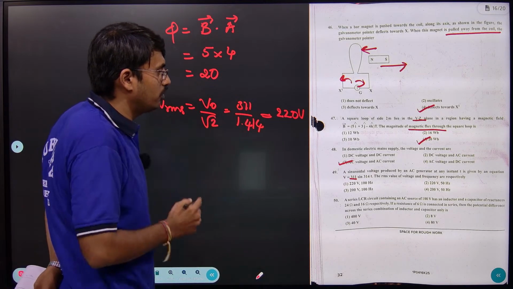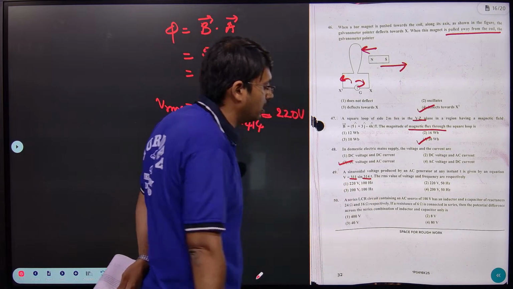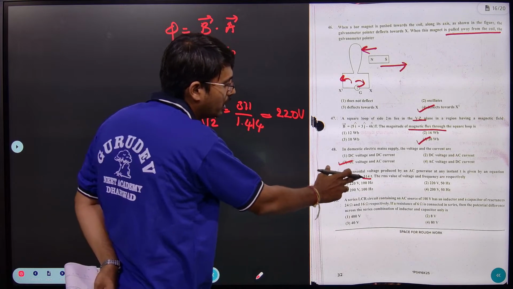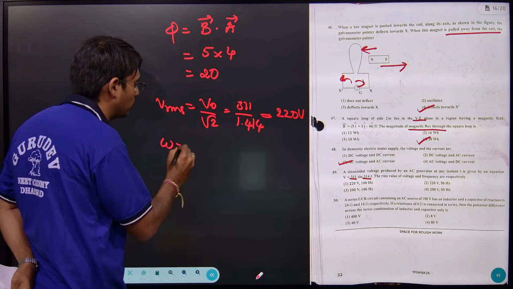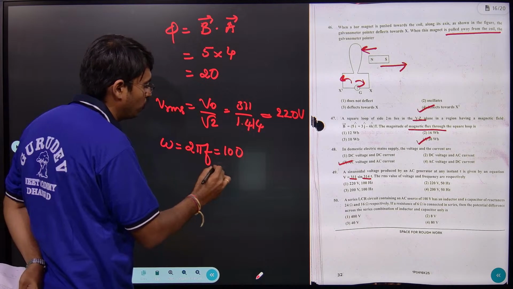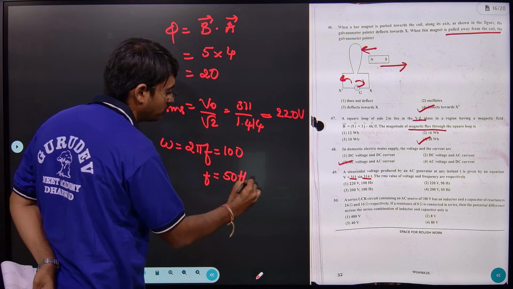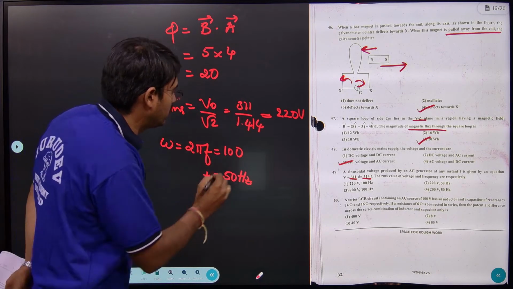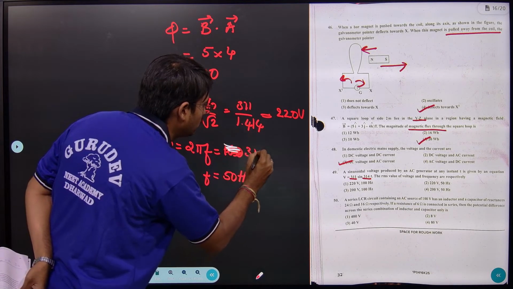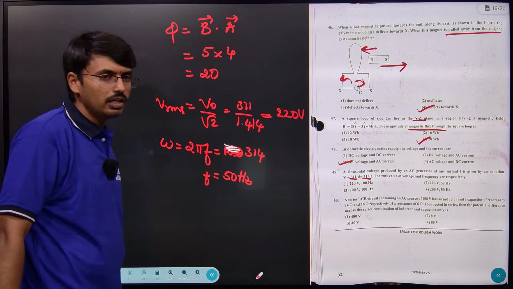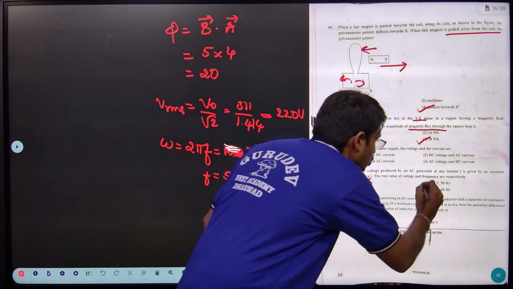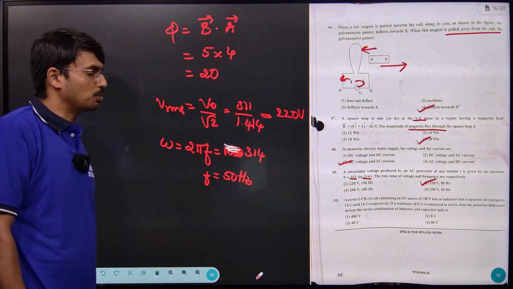Next we have to find the frequency. What is the general equation? You have to remember, V equals V0 sine omega t. Compare this omega with 314. If omega is 314, what is omega here? It is 2 pi f. Sorry, it is not 100, it is 314. So f will be 50 hertz. So which one is the right option then? 220 volt, 50 hertz is the right option.